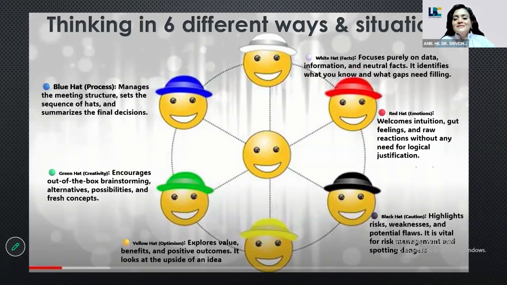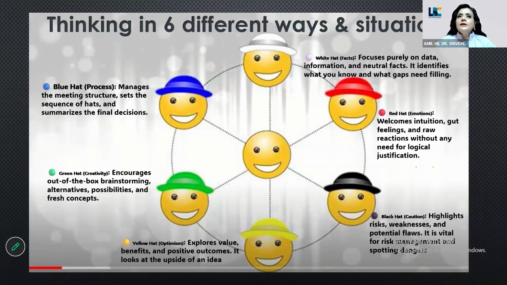And so that way, it's like really putting on your creative thinking hat. Then encouraging out-of-the-box brainstorming, alternatives, possibilities, and fresh concepts. Some people who are very analytical will have this green hat that is based on critical thinking. Blue hat is the process, manages the meeting structure, very organized person, sets the sequence, summarizes the final decision. They will be more like an event planner and they will be organizing things.